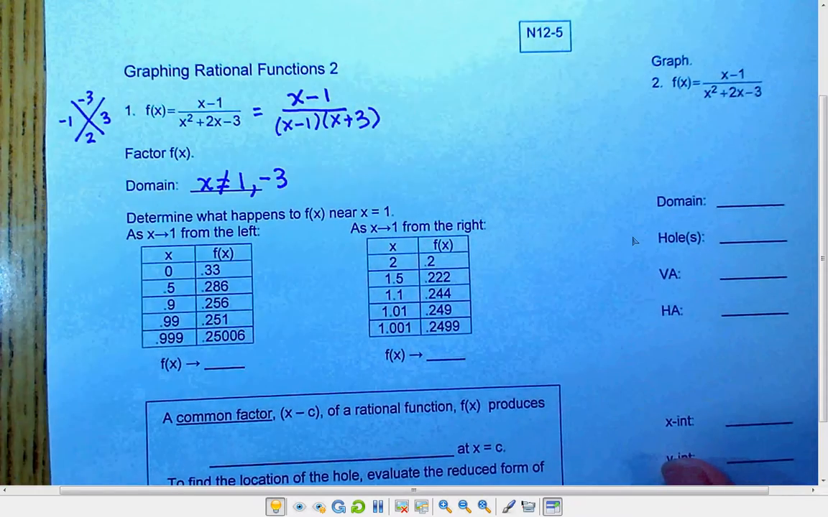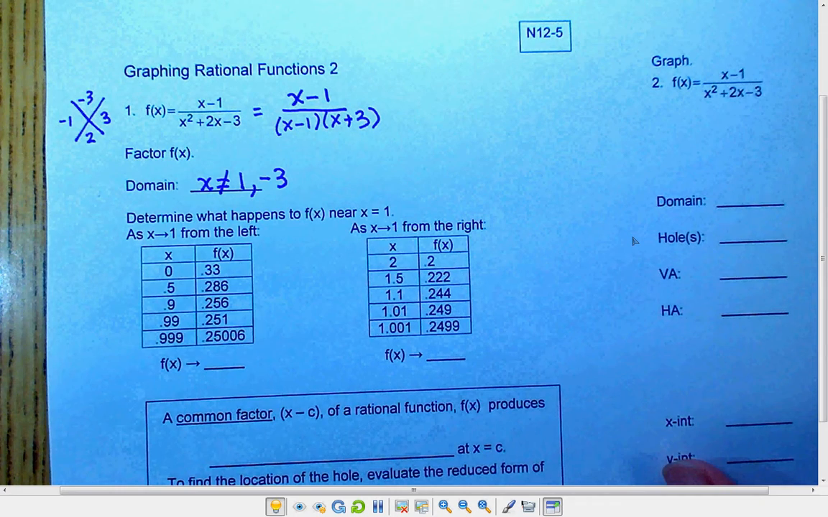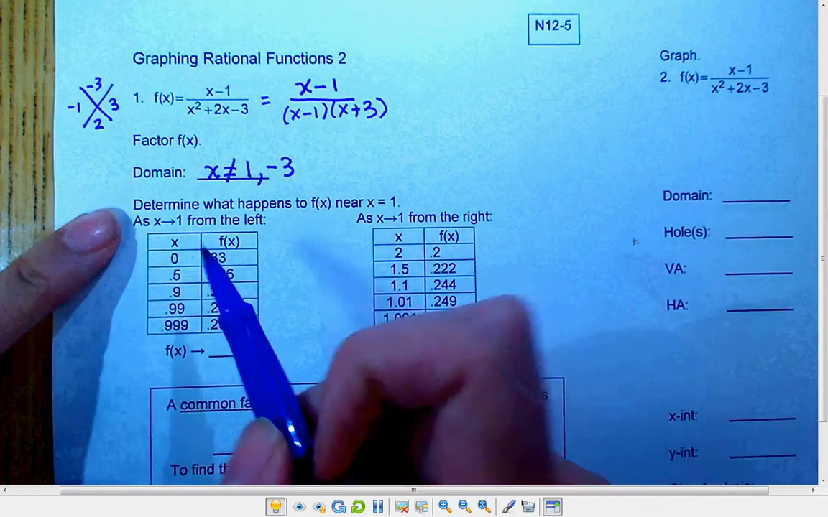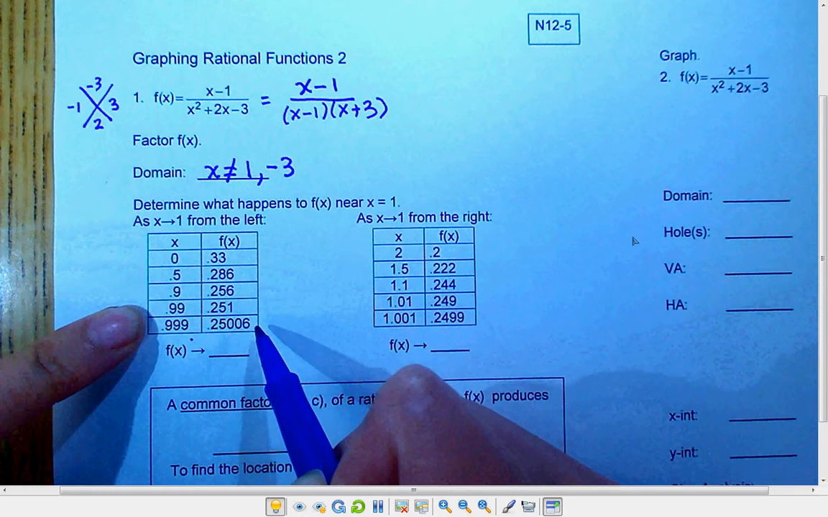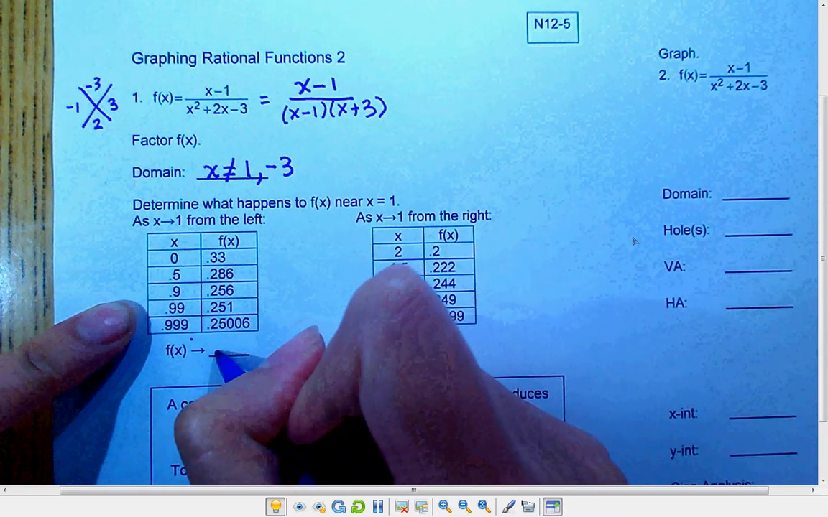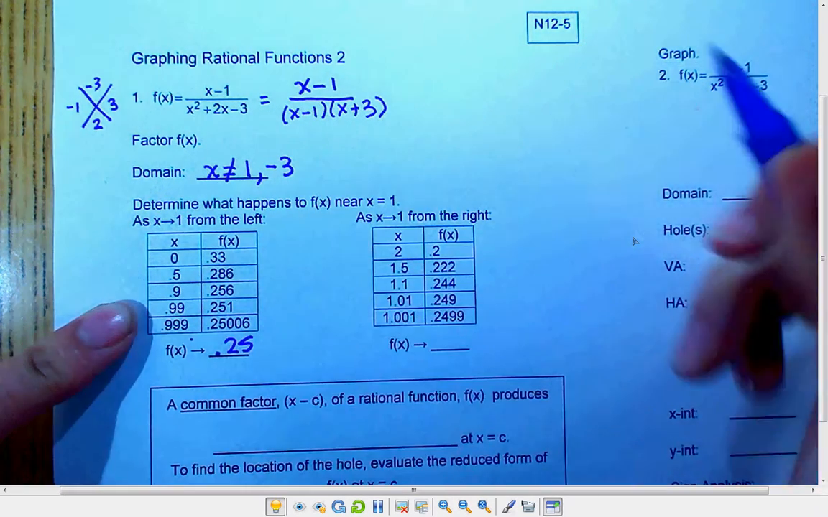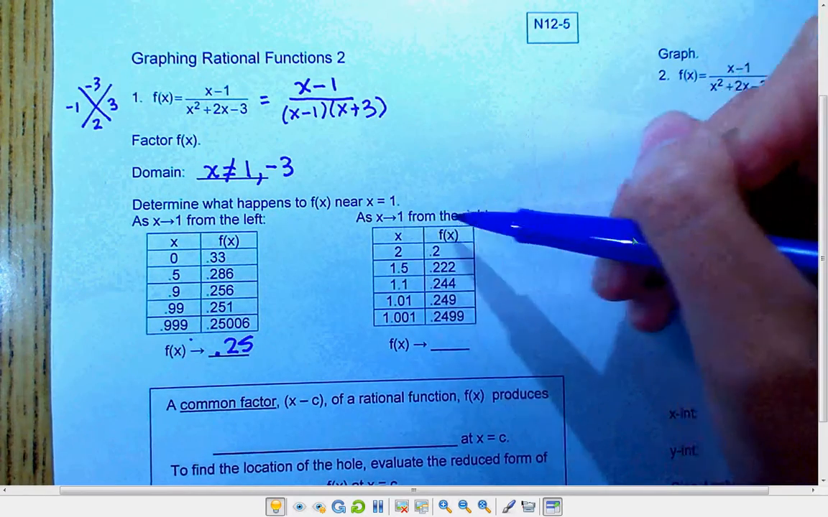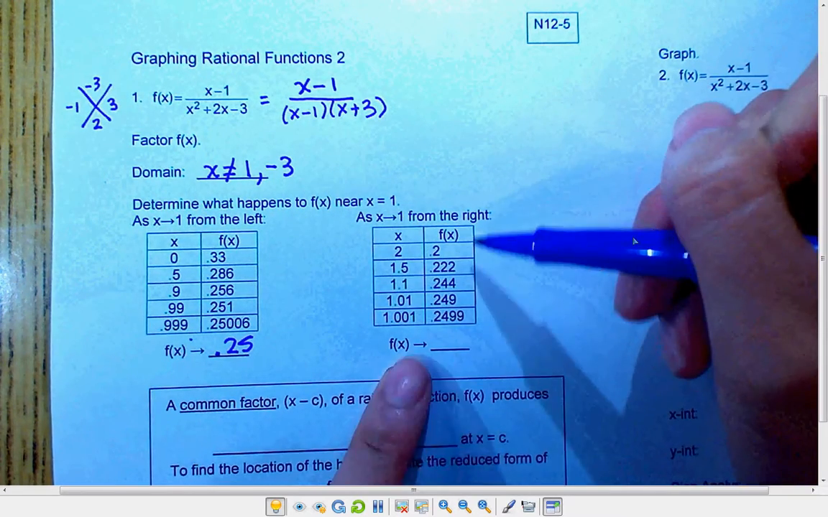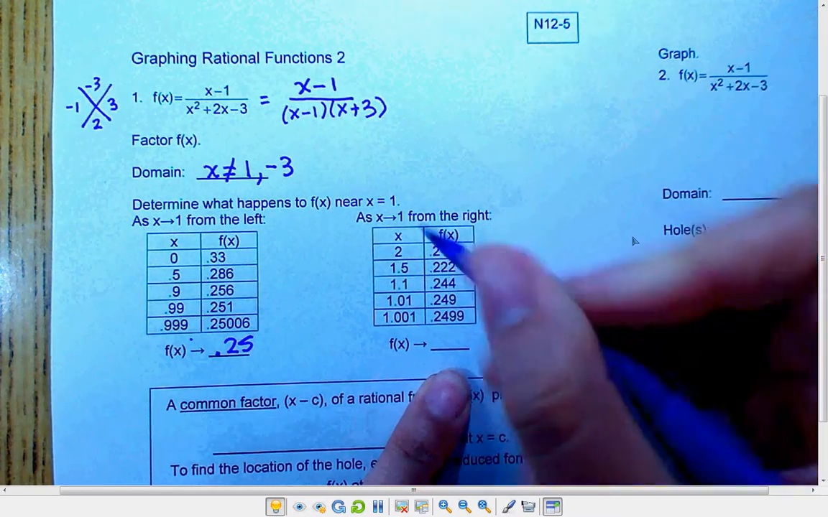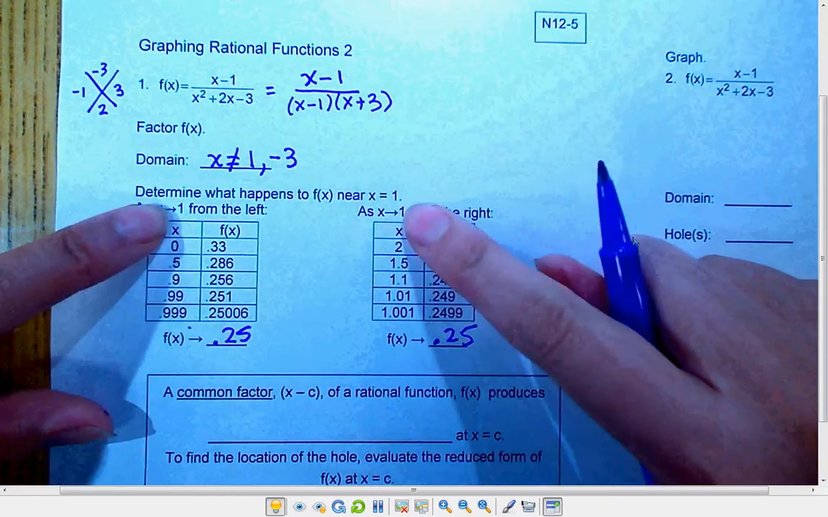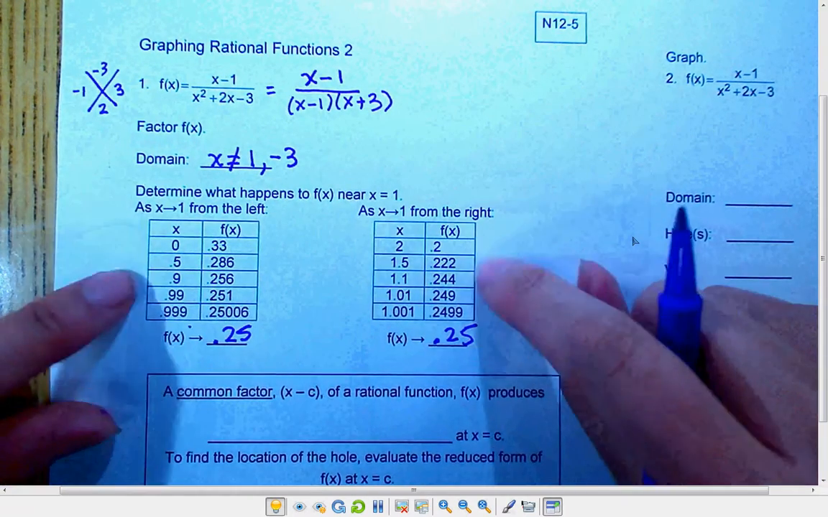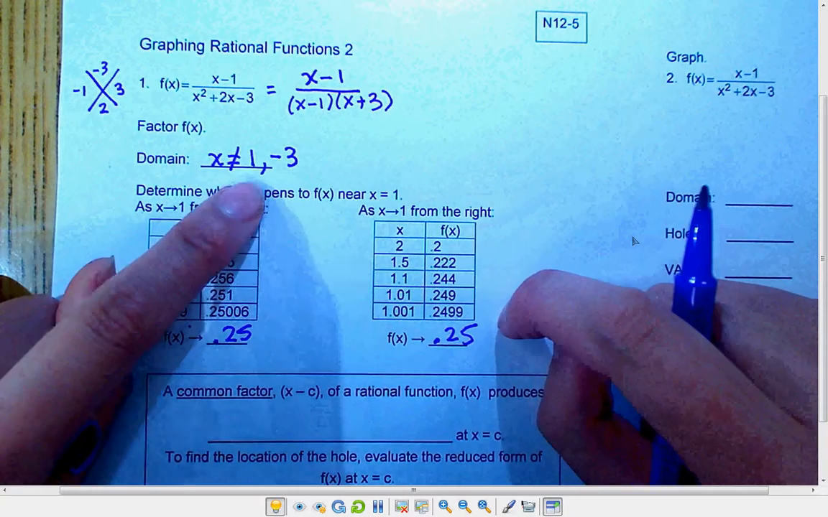Now let's take a look at what's happening to f of x near 1. As we approach 1 from the left, look at what f of x is getting closer and closer to. It's getting closer and closer to 0.25. If we look at x approaching 1 from the right, f of x is also getting closer and closer to 0.25. So notice how they're both getting closer and closer to numbers. So this is actually not an asymptote. We don't have an asymptote at 1.